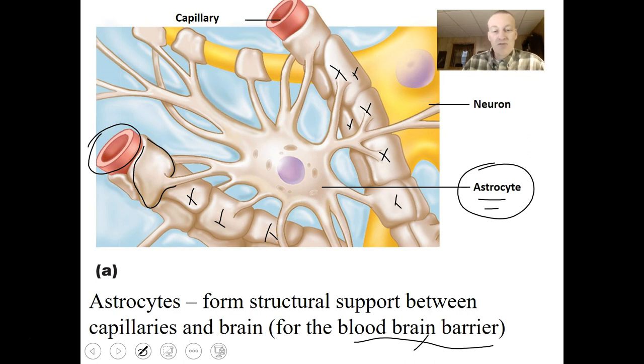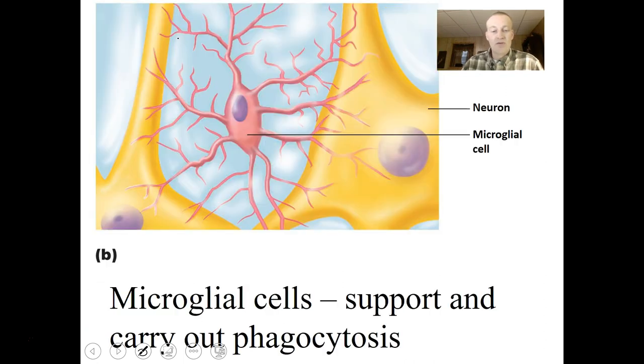The astrocytes, too, are going to be involved in regulating blood flow to the brain. They can constrict the blood vessels and regulate how much blood is going to certain parts of the brain. So there's a tremendous role. You can see also the astrocytes extend out, and they will support the framework of the nerve tissue so that the nerve cells don't collapse in on themselves.